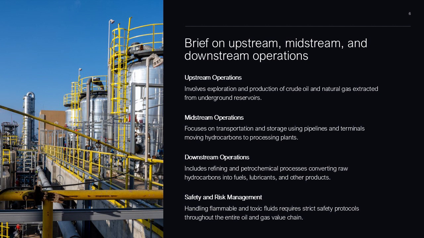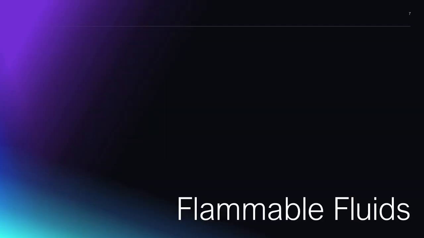Each stage involves handling fluids that may be flammable or toxic, requiring stringent safety protocols. Understanding these processes provides context for where and how hazardous fluids are encountered, and why comprehensive risk management is essential throughout the value chain. Definition and characteristics of flammable fluids.